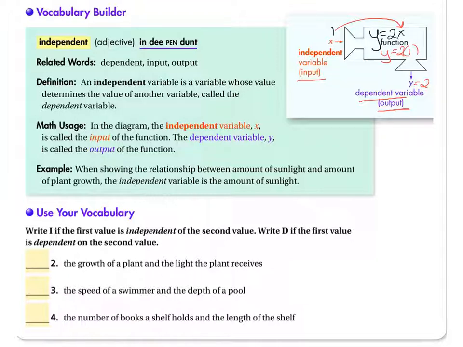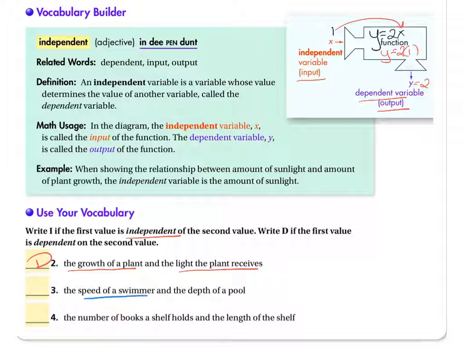Using this vocabulary word of independent, let's look at some options. We are going to determine if the first part of the sentence is independent or dependent of the second part. So is the growth of the plant independent of the light it receives or dependent on the light it receives? Well, since science has proven that plants grow better with more light, it is dependent.